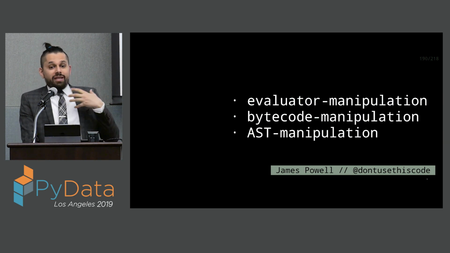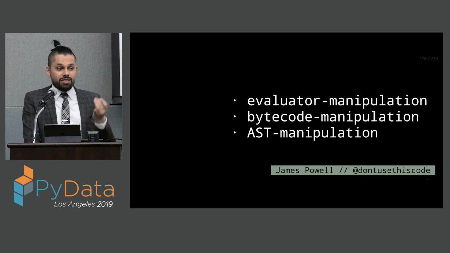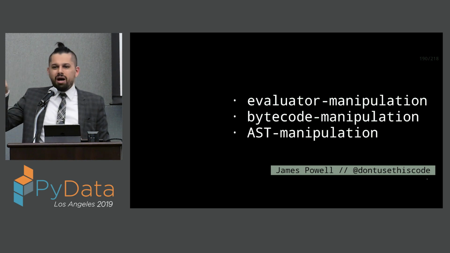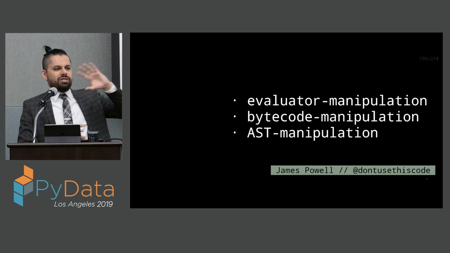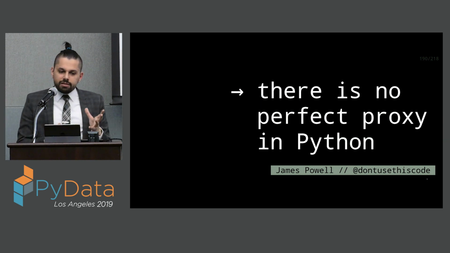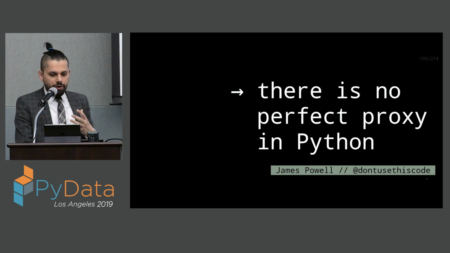Of all the mechanisms you might think to employ to create a pure proxy, the evaluator mechanism, the bytecode mechanism, the AST mechanism, none of them actually work. They have these weird cliffs where the moment you use numba or Cython, or the data goes into a C extension module, you lose the ability to hook into it. And this is very surprising. There is no way to create a perfect proxy in Python.